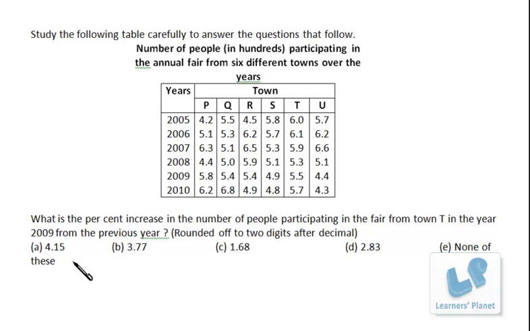Now, what is the percentage increase in the number of people participating in the fair from town T in the year 2009 from the previous year? That means from 2008 to 2009 for town T we have to see the growth. So 5.3 and 5.5. So the growth is 2 over 53 by 100. So 200 divided by 53. 4 times of 53 is 212. So it will be a bit less than 4 times. So it's 3.77, right? Since we have to find out the rounded off answer, so no need to worry about none of these. Okay.